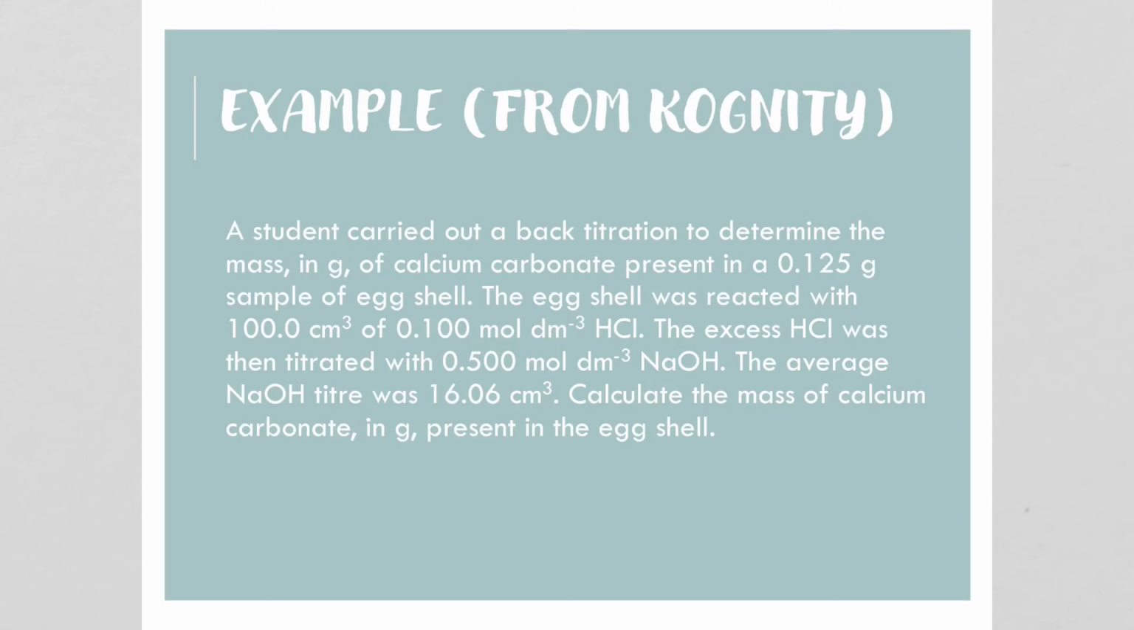So this is an example that we find in the cognitive textbook. So it states, a student carried out a back titration to determine the mass in grams of calcium carbonate present in a 0.125 gram sample of eggshell. The eggshell is reacted with 100 centimeters cubed, or 100 milliliters, of 0.100 moles per liter of hydrochloric acid. The excess hydrochloric acid was then titrated with 0.5 mole per liter sodium hydroxide. The average sodium hydroxide titer was 16.06 centimeters cubed, or 16.06 milliliters. Calculate the mass of calcium carbonate in grams present in the eggshell.